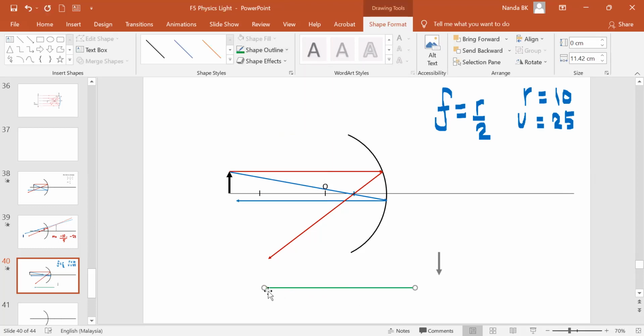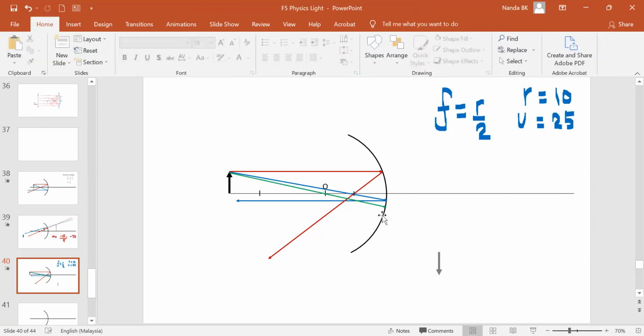One more line, what I told you just now. The line which passes through the O, what will happen? The line which passes through O, nothing will happen. Why? The line which passes through O will come back in the same way. Dia akan balik semula dalam arah yang sama.